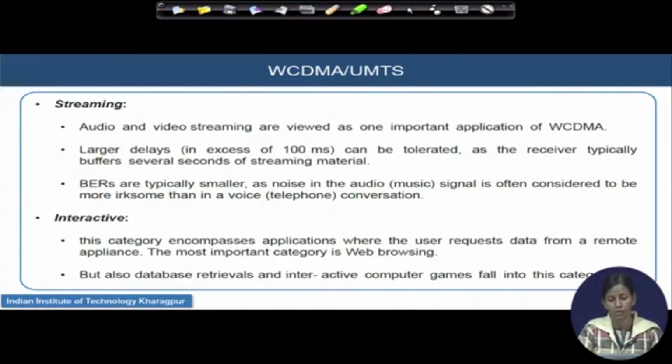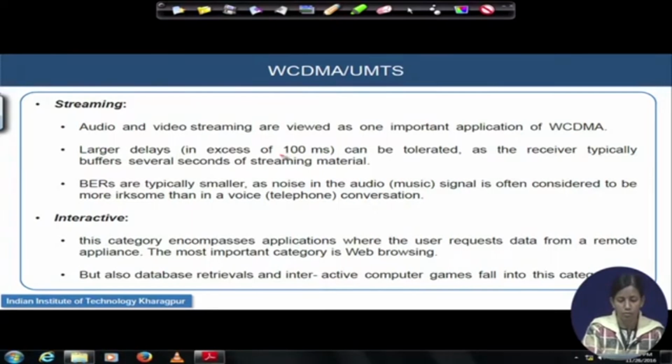in wireless communication. The delay that was ensured, in excess of 100 milliseconds, can be tolerated, and the receiver typically buffers several seconds of the streaming material. Bit error rate is typically very small, as noise in the audio signal is often considered more irksome than in voice and telephone conversation. So, the bit error rate is very small, even below 10 to the power minus 5, and that was the streaming.